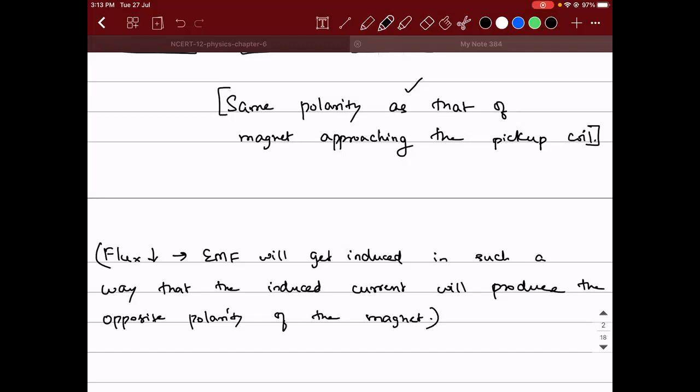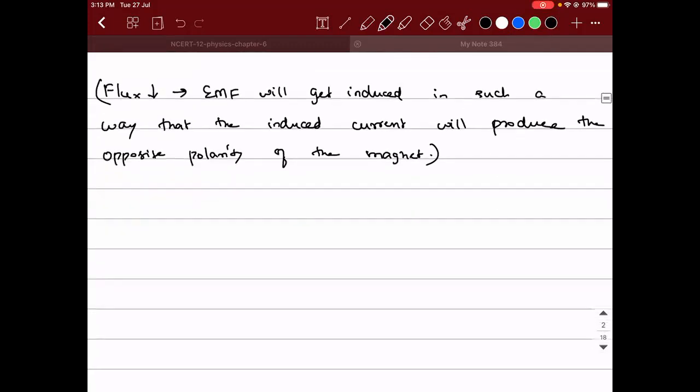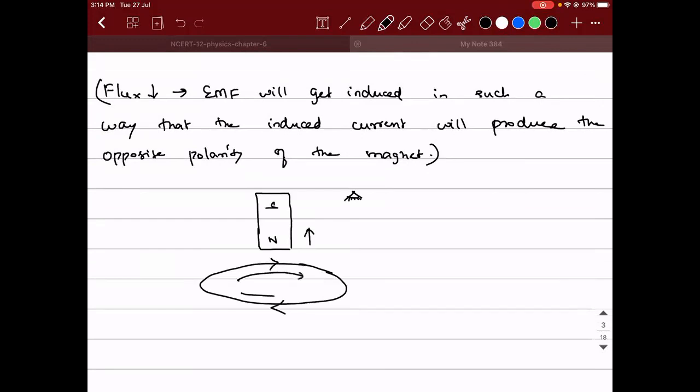Means if the North Pole is moving away, for example, if I take the same case in consideration, if the North Pole is moving away from this coil, and when you see it from the top, then a South Pole is going to get generated. Means the current will be in the clockwise direction. The current flows like this, so that when you see from the top, it will act like a South Pole. So you're able to understand this point?